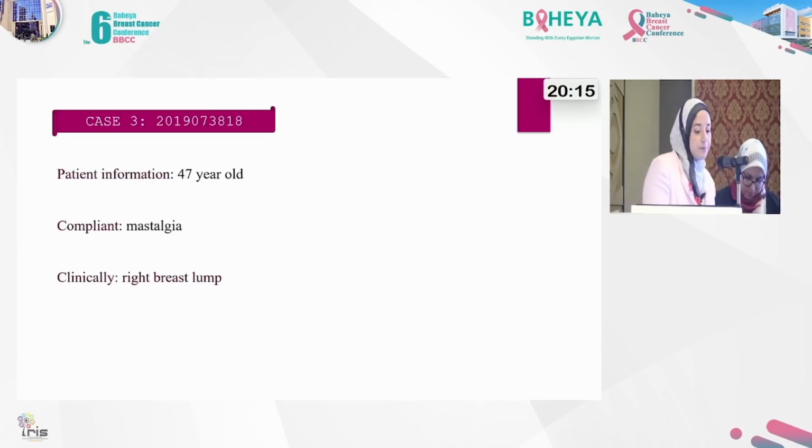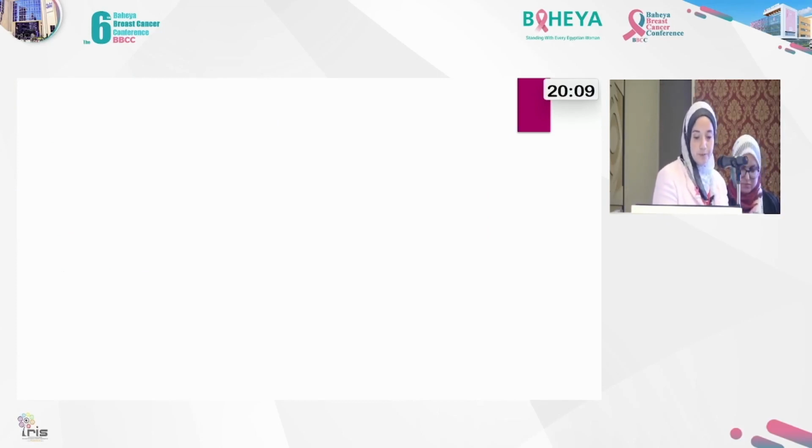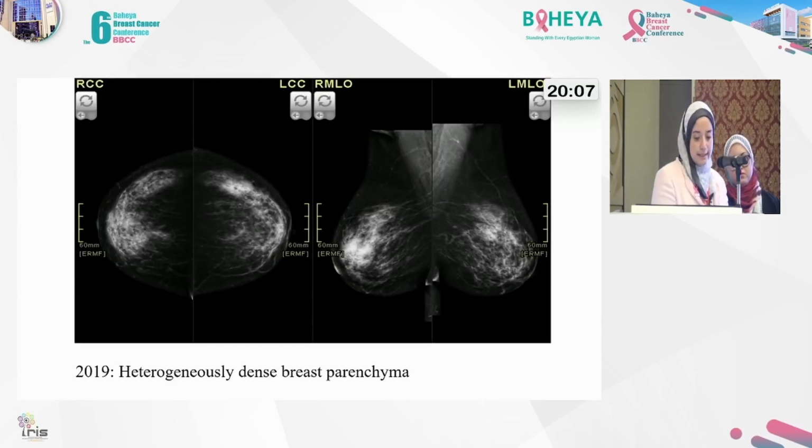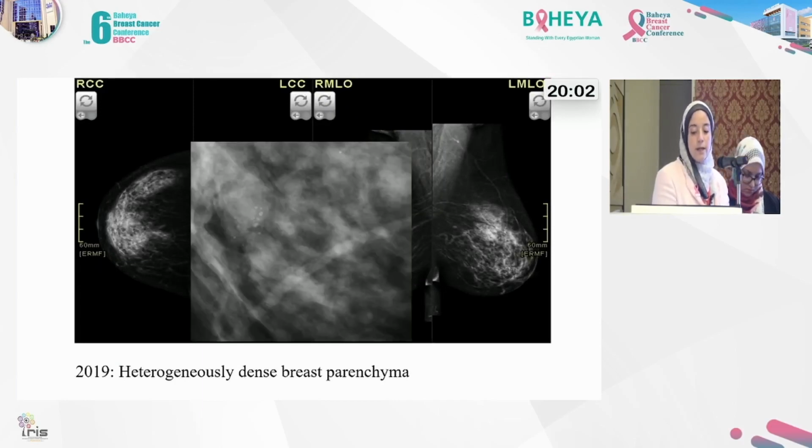Case number 3 is a 47-year-old patient. She came complaining of mastalgia and had a right breast lump by clinical examination. In 2019, a mammography was performed and it showed a heterogeneously dense breast parenchyma and a grouped cluster of calcifications that was seen in the right lower inner quadrant.